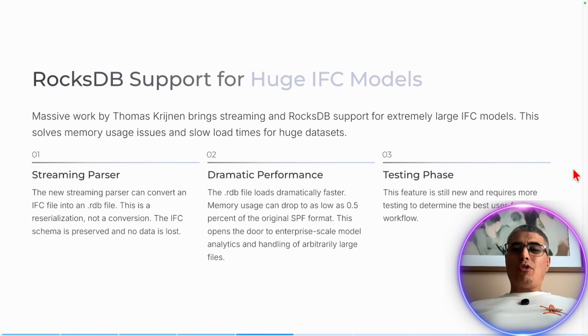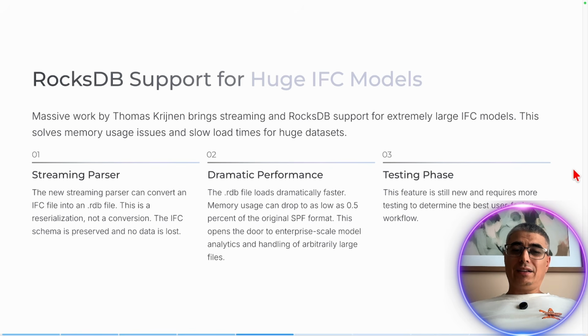RocksDB, support for huge IFC models. Massive work by Thomas Krijnen brings streaming and RocksDB support for extremely large IFC models. This solves memory usage issues and slow load times for huge datasets. This is extremely cool. Streaming parser: the new streaming parser can convert an IFC file into an RDB file. This is a reserialization, not a conversion.